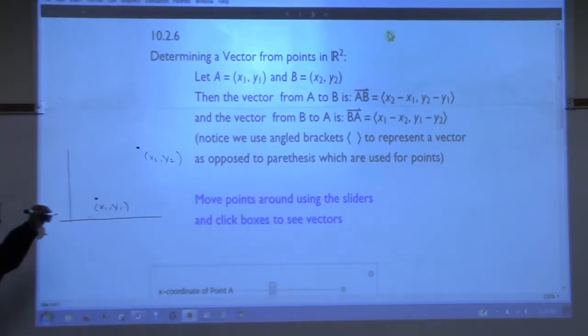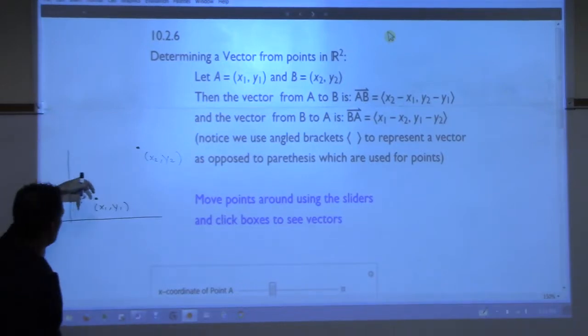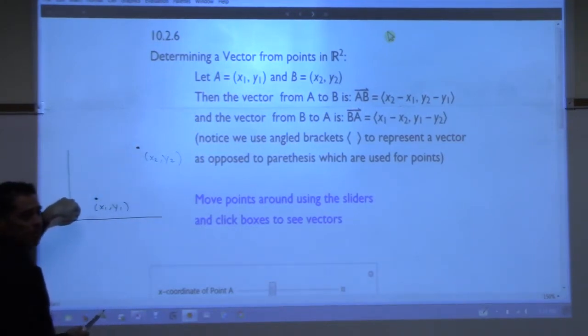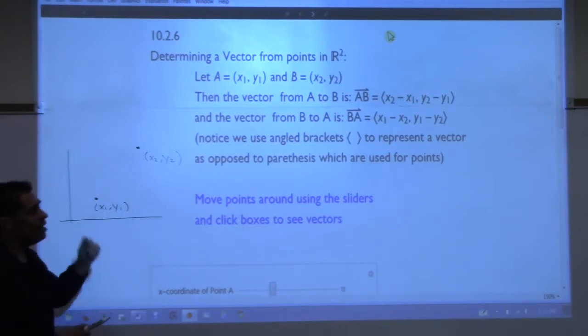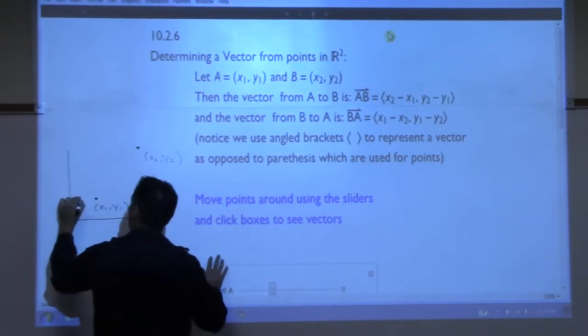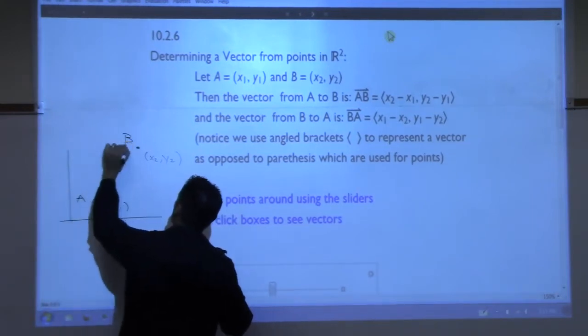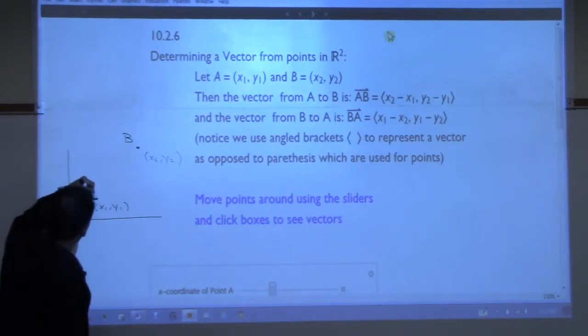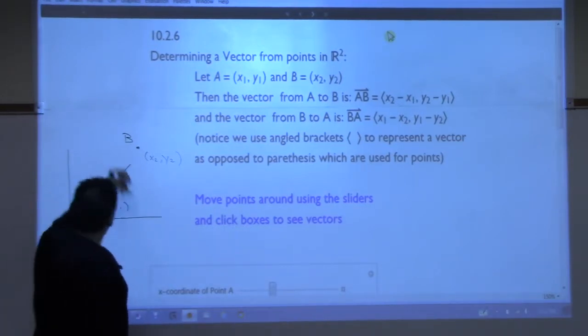Of course, there is a line segment between the two, right? But there is also a vector. Now, the vector is either going to go from this point to this point, or it's going to go from this point down to this point. Yes? I can point this in 2 different directions. So let's call this point A and this point B. The vector that goes from A to B.